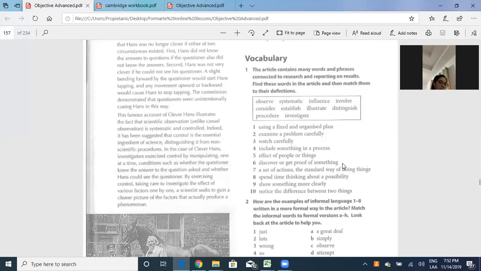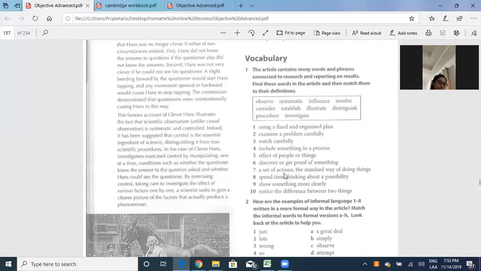Discover or get proof of something. Illustrate. Another one? Establish. Yes, establish. Okay. Then number 7, that was confusing. Yes, you're right. But it's very important because sometimes we see a word, but we don't know the other meaning that it might have. In this case, it's very important for us to know that.